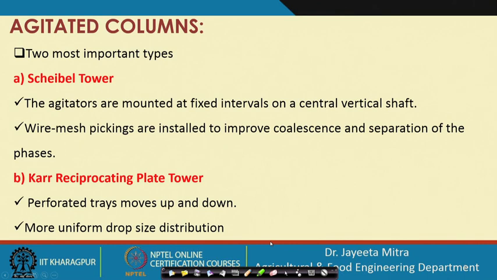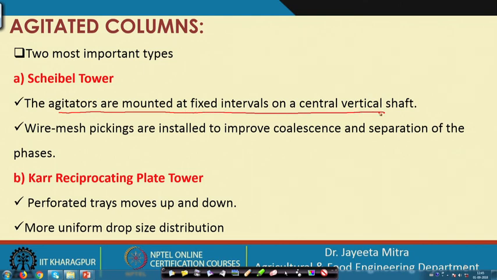So, agitated columns: two most important types of agitated columns that are used for liquid extraction. One is the Scheibel tower. The agitators are mounted at fixed intervals on a central vertical shaft. So, this is a kind of mechanical agitation that we provide here, and how we provide this? We mount agitators at fixed intervals on a central vertical shaft.